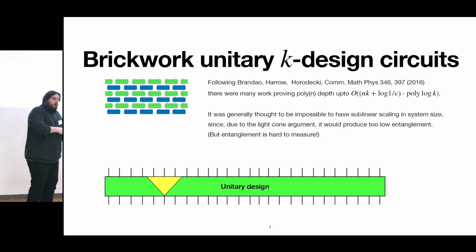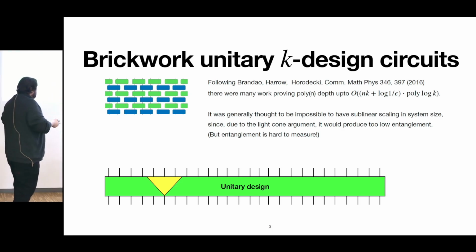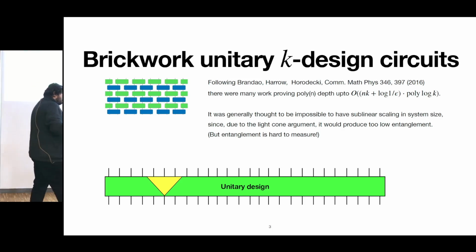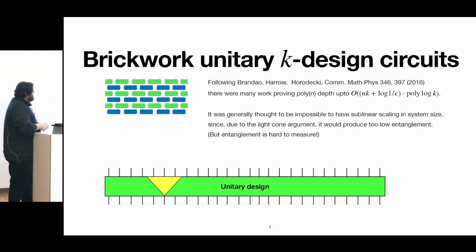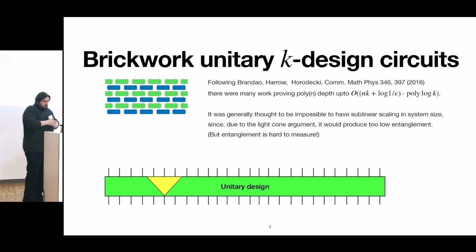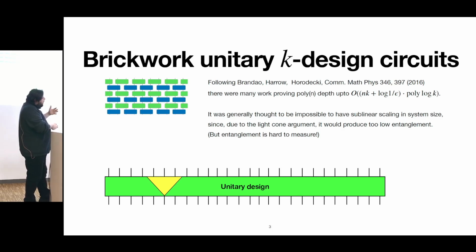And of course, one of the best ways of getting high k designs, it has been thought, is to do, let's say, a brickwork circuit of 2-qubit or 3-qubit gates. This question was often asked: how fast would it converge to an approximate k-design? There was this seminal work by Brandao, Harrow, and Horodecki, and after that many follow-ups improved that work in various ways, but it was always of the form that you would need at least n times k, maybe times polylog k, depth.